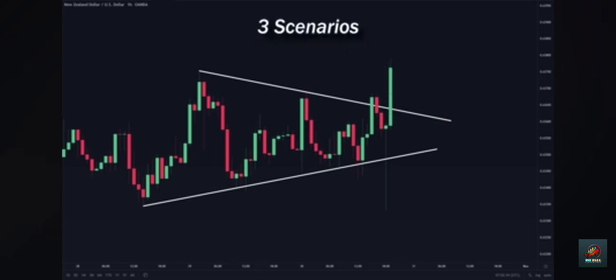Now, there are 3 scenarios that could happen after a momentum candle has formed. First, the price continues to trend upwards. Second, the price makes a pullback towards the key level before continuing upwards.